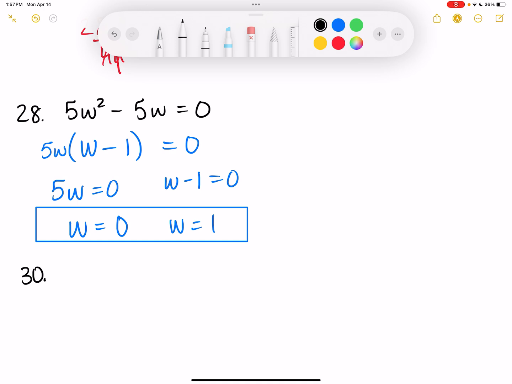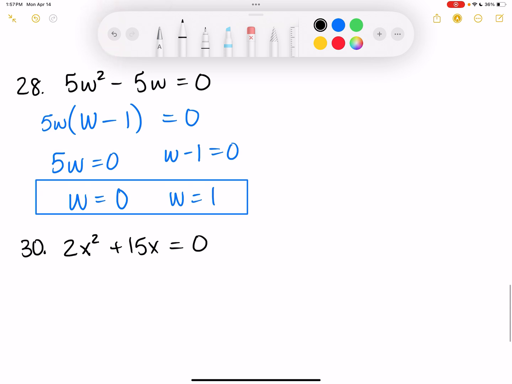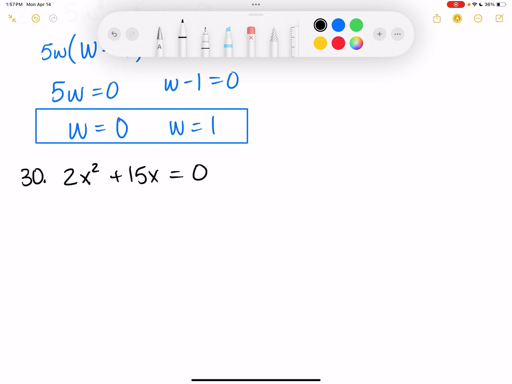All right, 30. 2x squared plus 15x equals 0. So what can I take out of this one? An x. Is there anything else I can take out? Sometimes I'm just asking you to see if you're paying attention. No, I can't. Okay, 2 and 15 don't have anything in common.